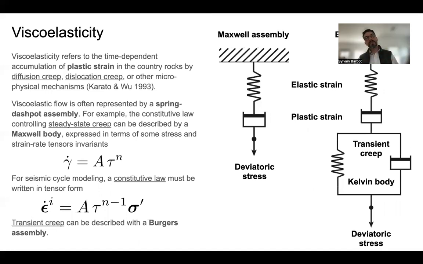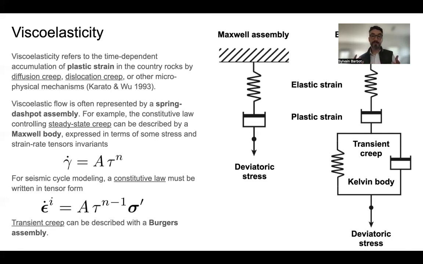Deformation in the lithosphere involves brittle failure, represented by friction, but also distributed deformation that can be described as viscoelastic or viscoelastoplastic, which is time-dependent. So viscoelasticity refers to the time-dependent accumulation of plastic strain in the country rocks, so away from the fault, by processes such as diffusion creep, dislocation creep, and other microphysical mechanisms.